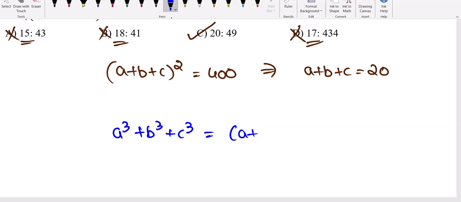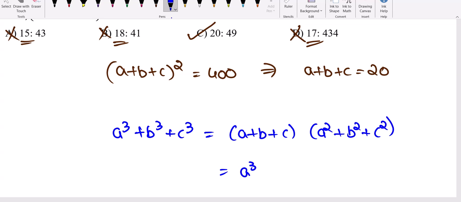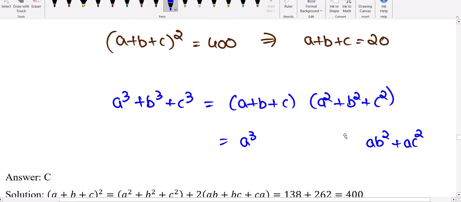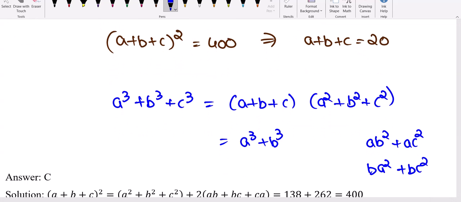What are the extra terms we'll get? We'll see what happens if we multiply A plus B plus C with this. First one, A cube. Next, AB square will be there, AC square will be there, then A square B, then B cube, then BC square, then CA square, and here CB square. We get C cube. These are the extra terms when you multiply.